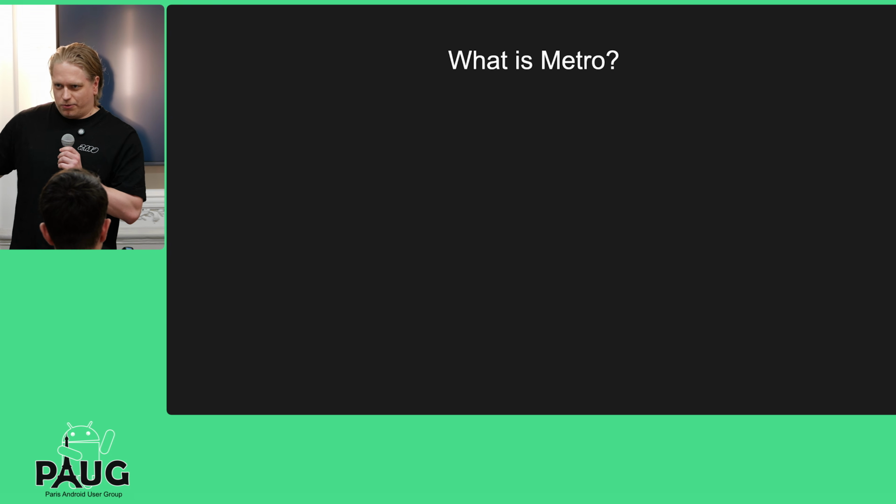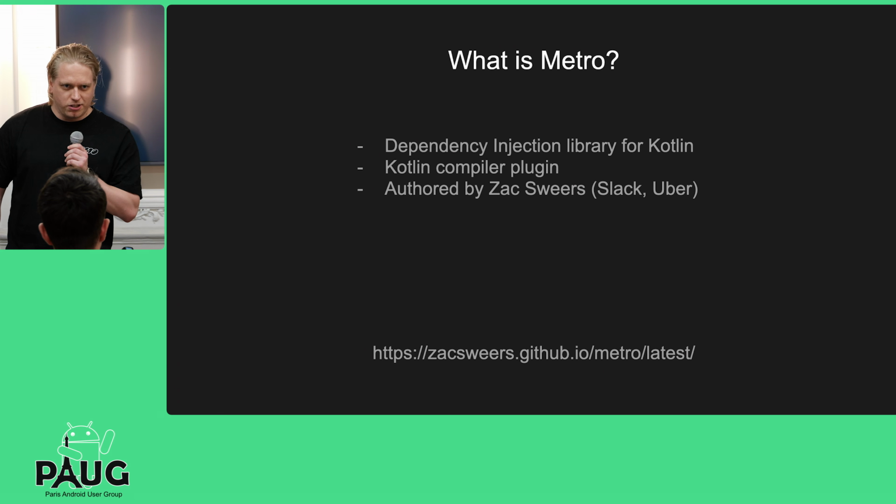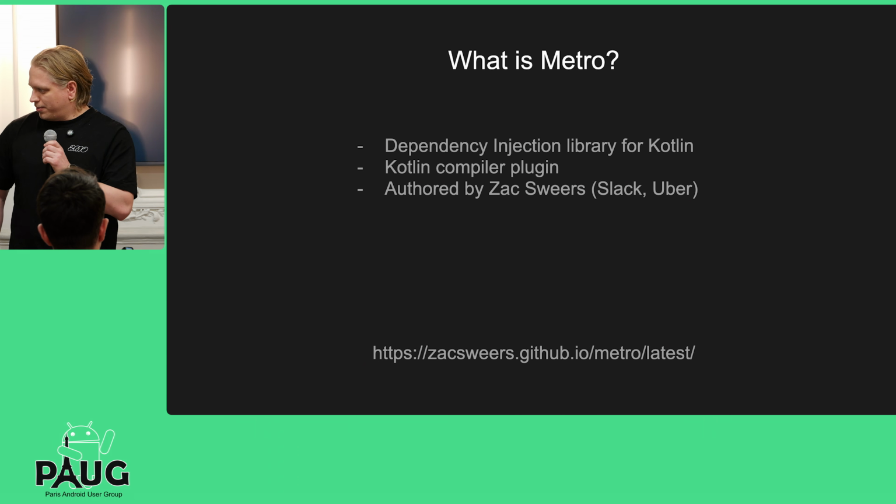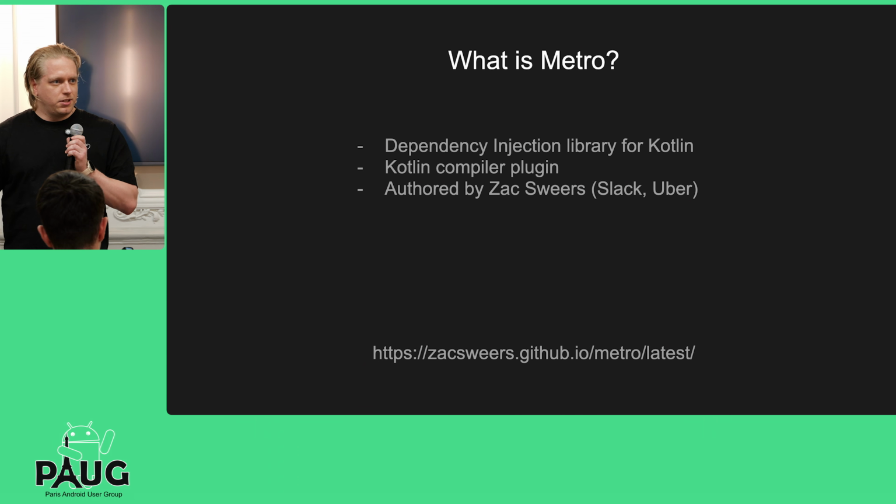So, what is Metro even, you might ask, if you have only heard rumors about it? Metro is a dependency injection library for Kotlin. It's a compiler plugin, and it's authored by a guy called Zach. If you haven't heard about Zach, he's quite active in the community. He's contributed a lot to other DI systems like Anvil.